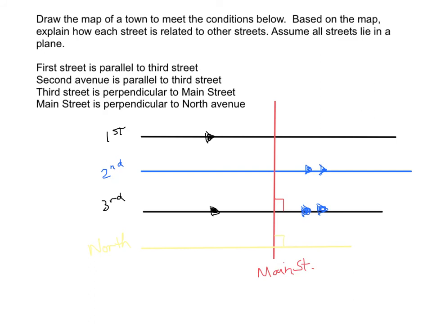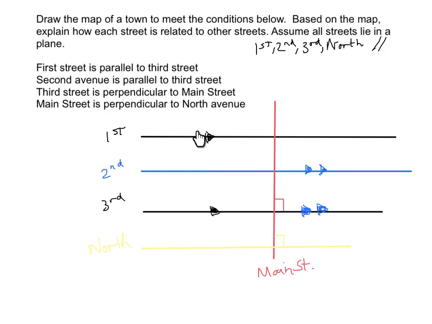Okay, now the thing is it's asking, based on the map, explain how each street is related to each other. Okay, well, in this case, you can say that First, Second, Third, and North are all parallel to each other. Okay, here's a couple reasons why. It said North and Third were perpendicular to Main, so therefore North and Third have to be parallel to each other.